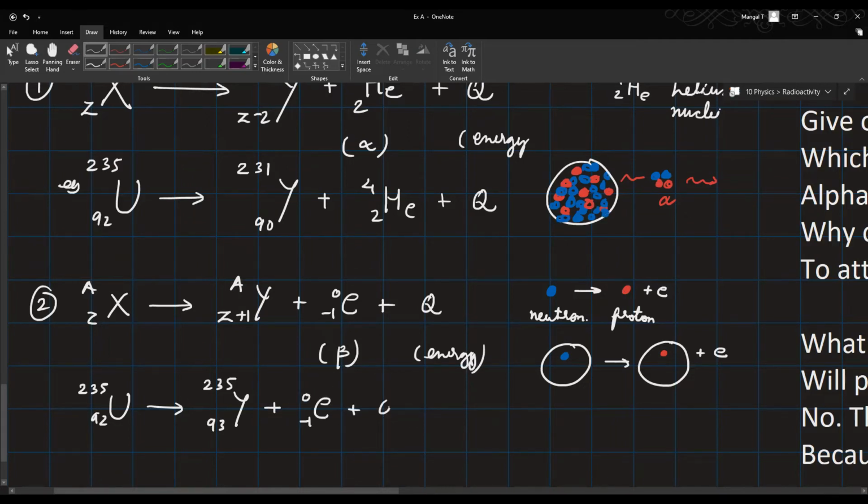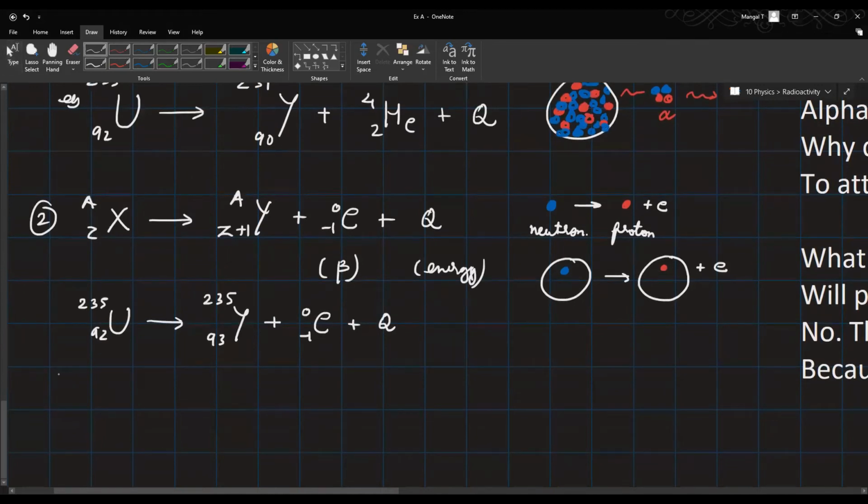Yes. Okay, you need to remember only that much. So this is beta emission. I didn't get the part of converting that into an electron. And that is the logic over here.